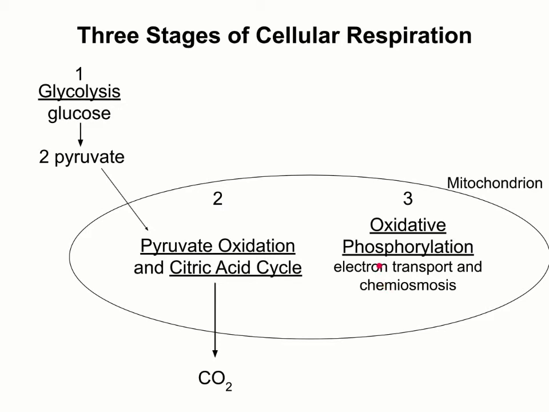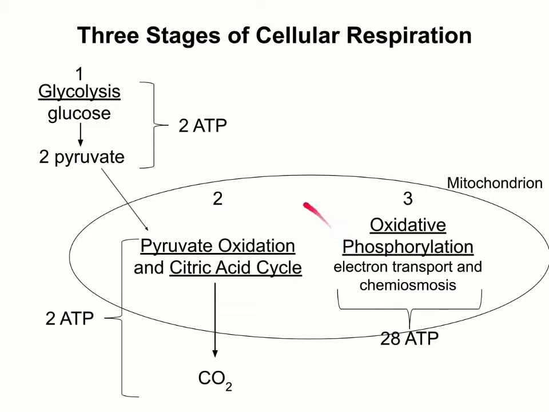Recall that the product of glycolysis, pyruvate, feeds the next step in cellular respiration, pyruvate oxidation. The product of pyruvate oxidation, acetyl-CoA, feeds the citric acid cycle. The products of pyruvate oxidation and citric acid cycle are high energy electrons carried by NADH, and it is NADH that feeds OXPHOS. These electrons, that's the electron transport part, travel to oxygen to form water. Chemiosmosis is how the energy of those electrons is used to make ATP.